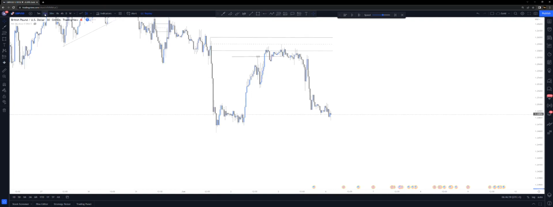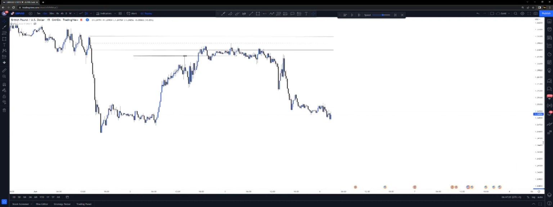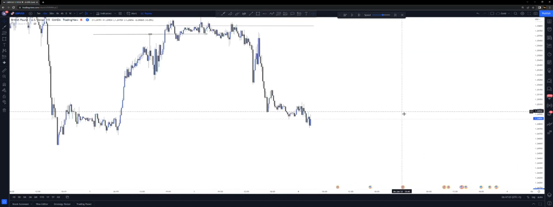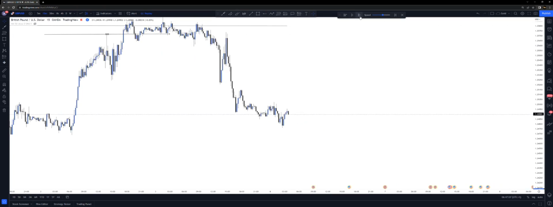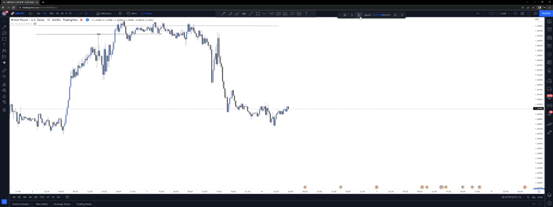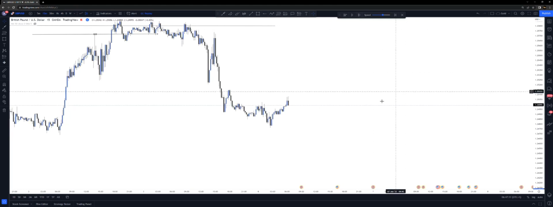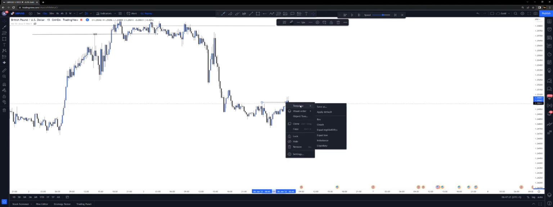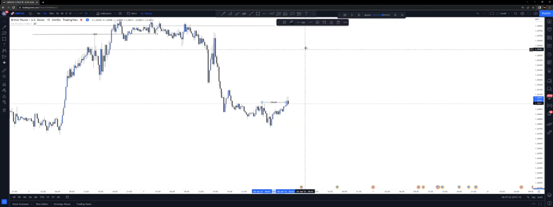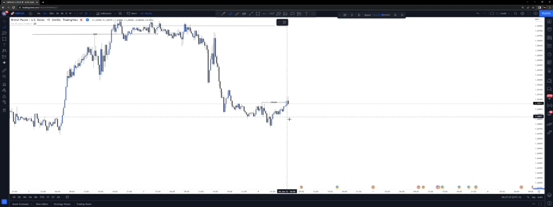Now going on the smaller time frame. Wait patiently for this trade. Perfect. Let's do a change of character right here at this level. Change of character right here at this level.